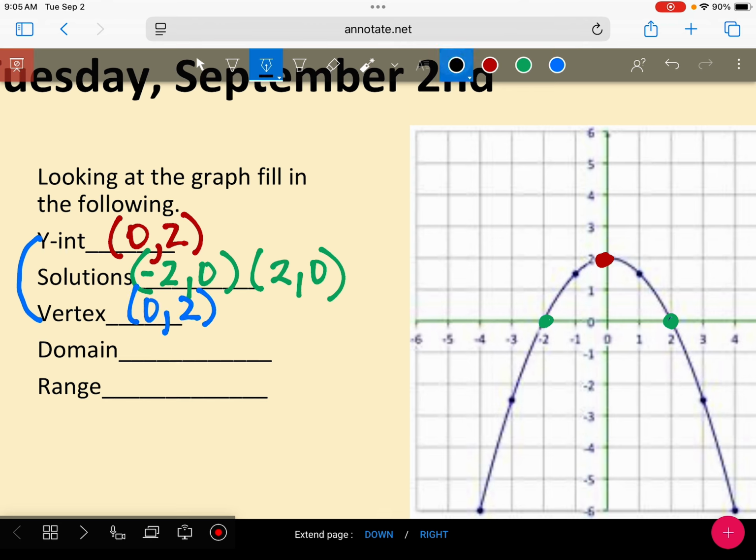Every quadratic has what domain? Negative infinity to infinity. Now this one is a frown, which tells me that we're going to go from negative infinity all the way up to here. And what is that y value when we stop going up? 2. So that would be negative infinity to 2.